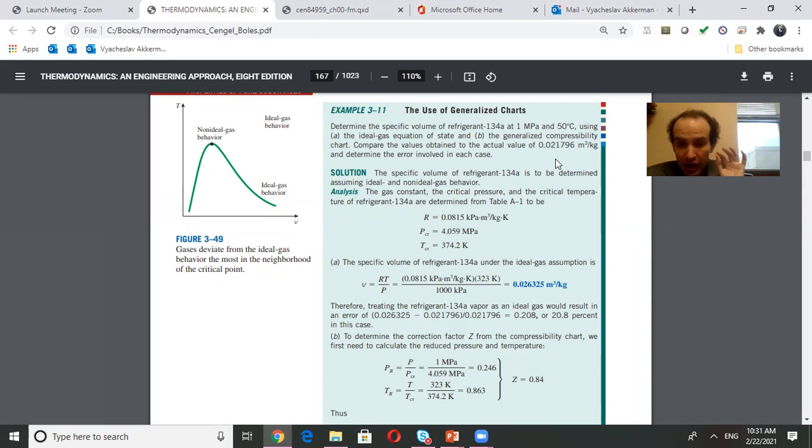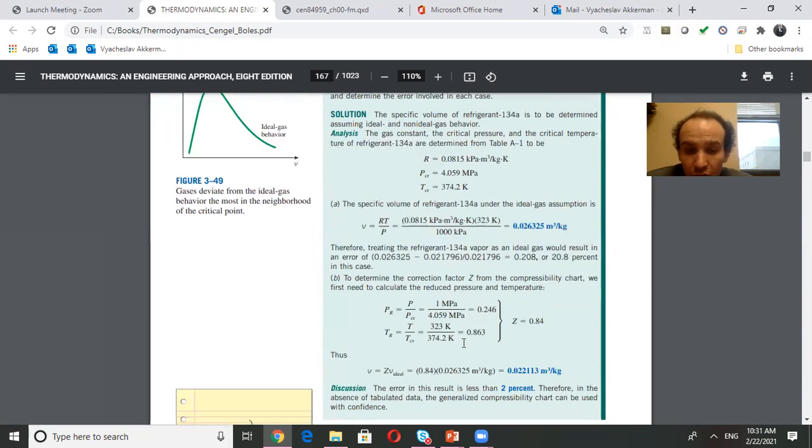Now, that was method 1. Method 2 was to use the ideal gas law, and you know that this is a bad method. It gives you a really big deviation from the correct answer, 21%. So you should not use the ideal gas law as it is. Why? Because it is stated here that Z is 0.84. The compressibility factor is far away from 1, so it's not an ideal gas.